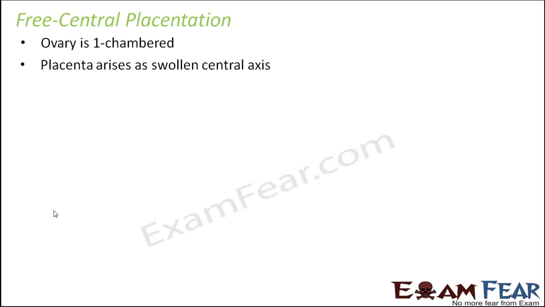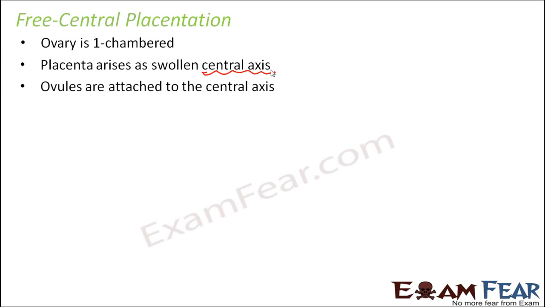The fifth one is free central placentation. Here again the ovary is one chambered. The placenta arises as a swollen central axis. That is why the name central placentation, due to the presence of a swollen central axis. So ovules are attached to the central axis. Examples are dianthus and primrose.